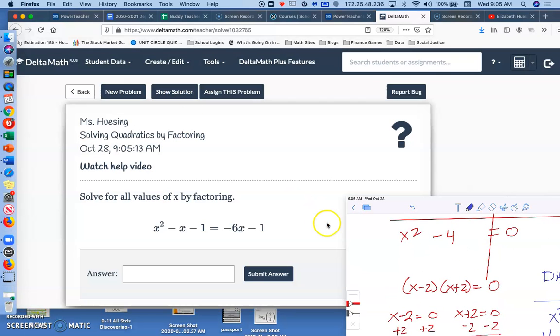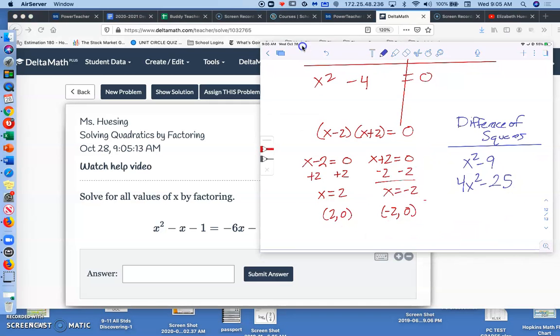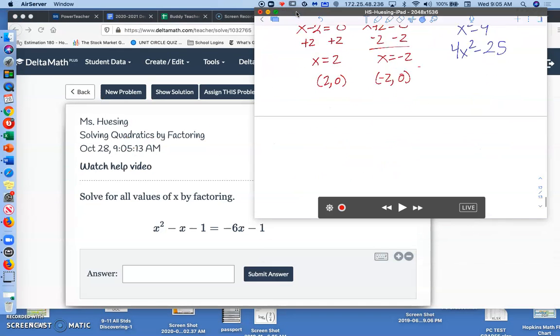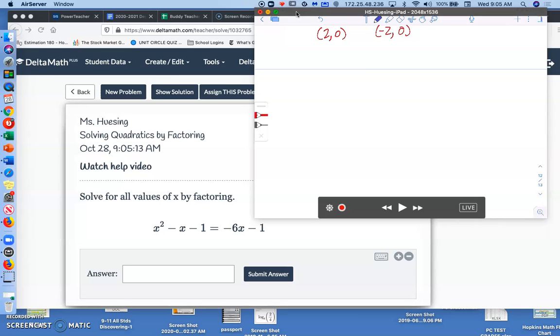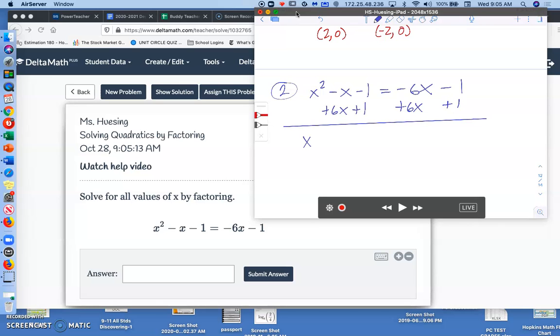So the next one we're going to take a look at, we'll take a look at one more. We have x squared minus x minus 1 equals negative 6x minus 1. So we're going to start the same way. We'll set it equal to 0. So plus 6x plus 1, plus 6x plus 1. And so now we have x squared plus 5x, well that's 0, equals 0.